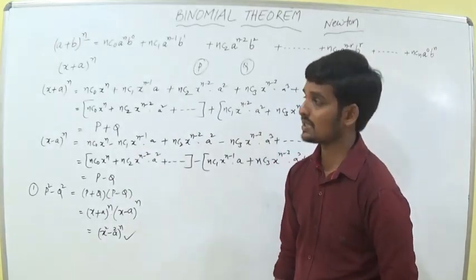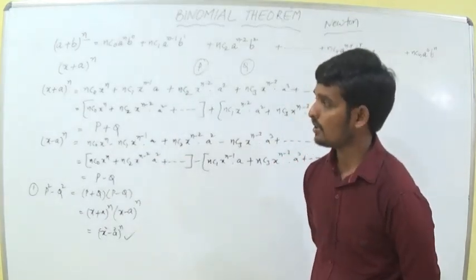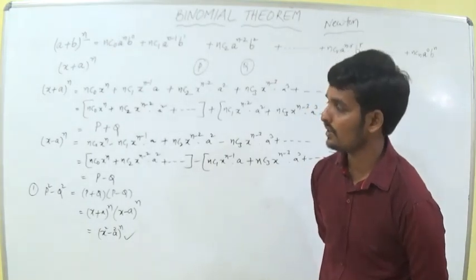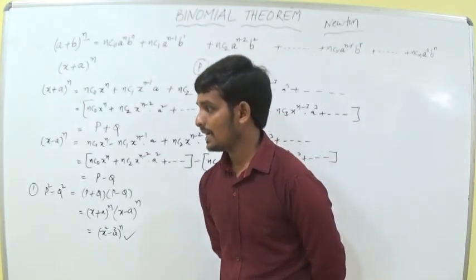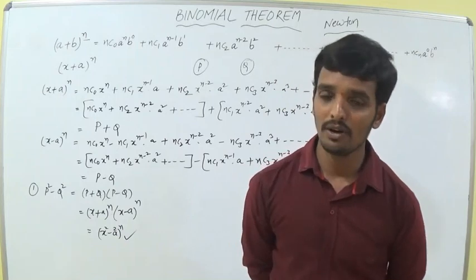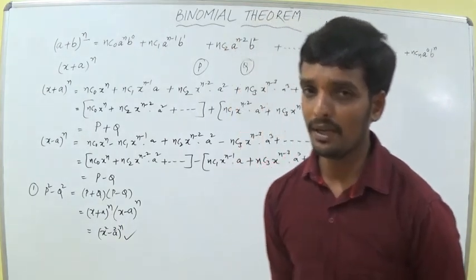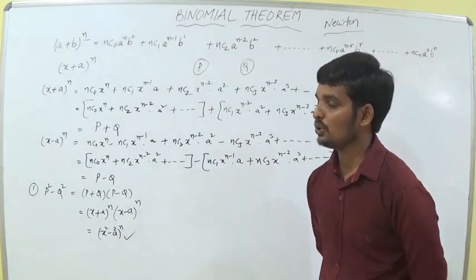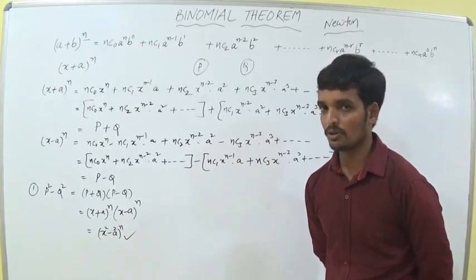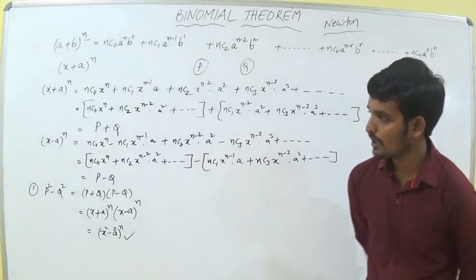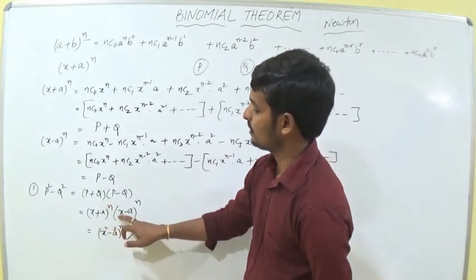So in the expansion of x plus a whole power n, the sum of odd terms is p and the sum of even terms is q. In the same way, in x minus a whole power n, the sum of odd terms is p and the sum of even terms is q. So p square minus q square is equal to p plus q into p minus q. P plus q is x plus a whole power n, into x minus a whole power n.